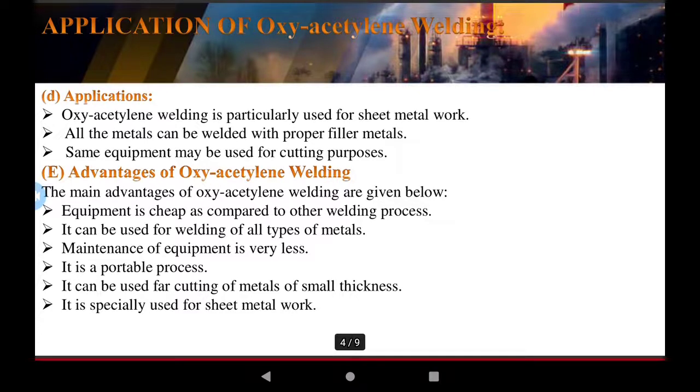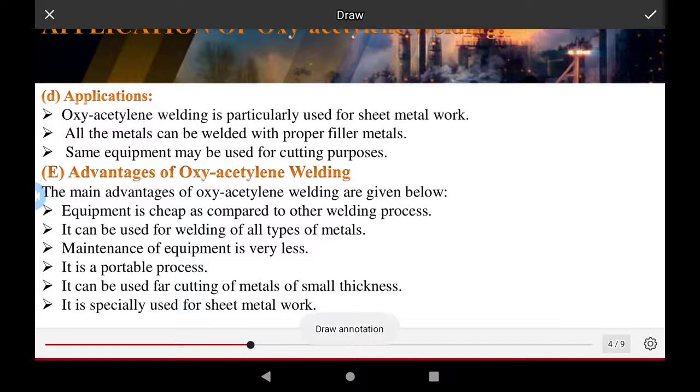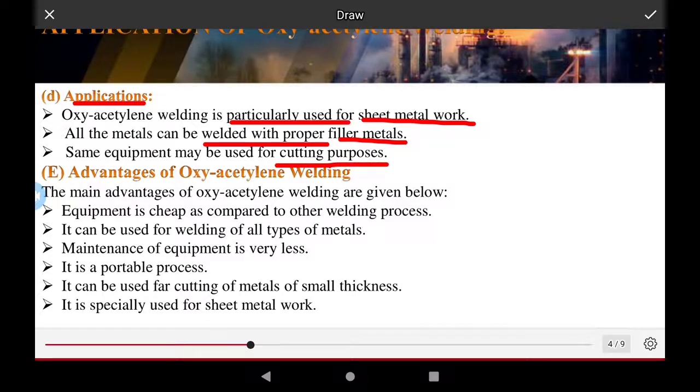The application of the oxyacetylene welding process. Oxyacetylene welding is particularly used for sheet metal work. All metals can be welded with the proper filler metal. Some equipment may also be used for cutting purposes.